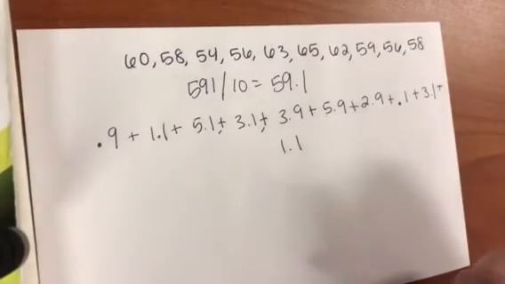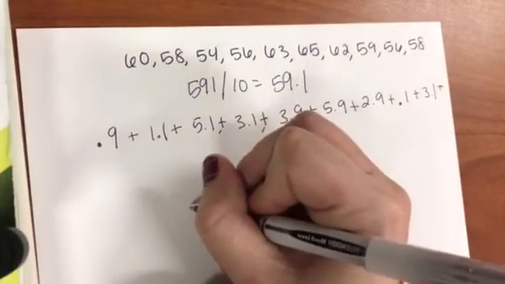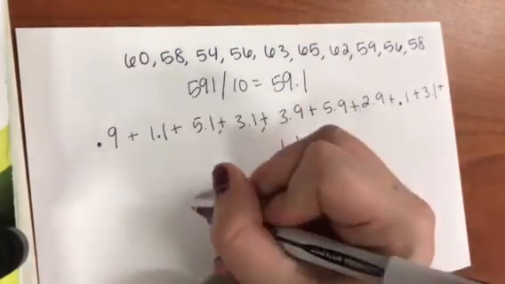Can you add up my numbers first? Okay, here we go. 0.9 plus 1.1 plus 5.1 plus 3.1 plus 3.9 plus 5.9 plus 2.9 plus 0.1 plus 3.1 plus 1.1. What's that equal? First I need to count.